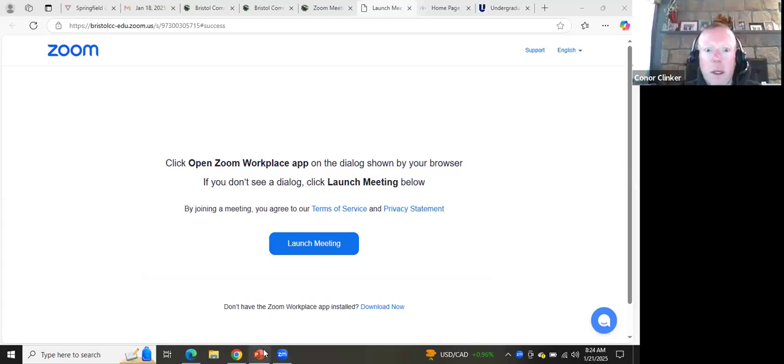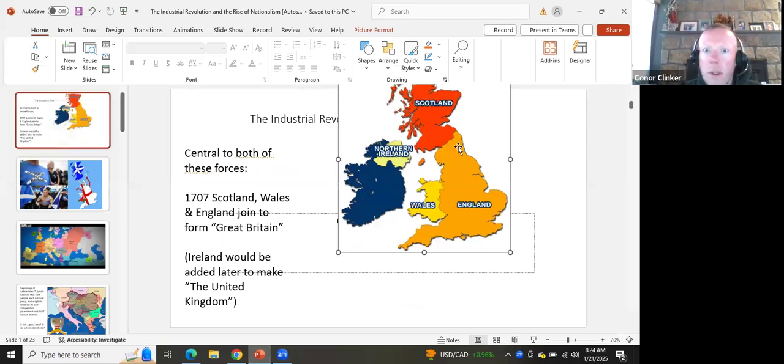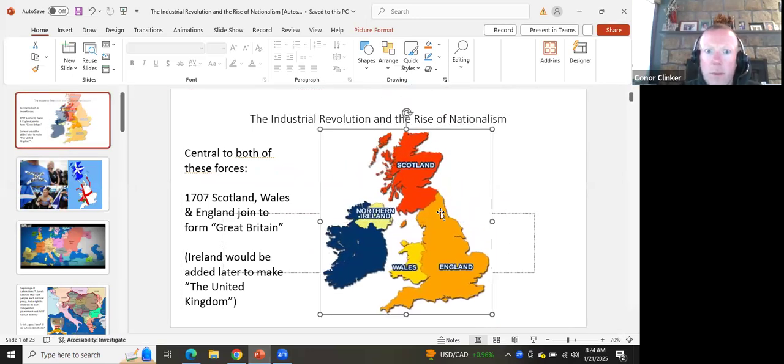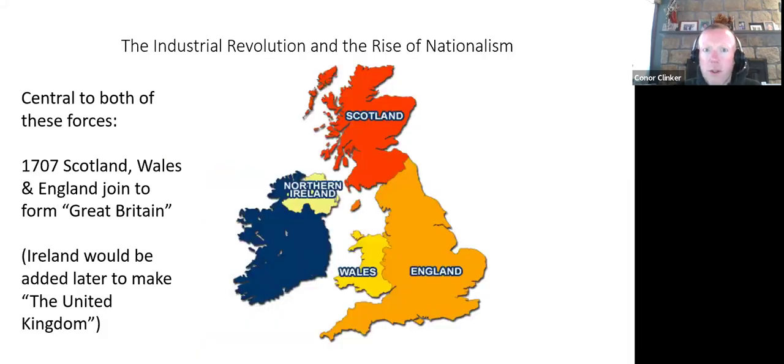We are going to start with Unit 4, which is the Industrial Revolution and the Rise of Nationalism. So, central to both of these trends, the Industrial Revolution and the rise of nationalism, we can start with the United Kingdom. The Industrial Revolution started there for reasons that we'll get to in a minute, and it's also an example of this idea of nationalism. So the nationalism end first.